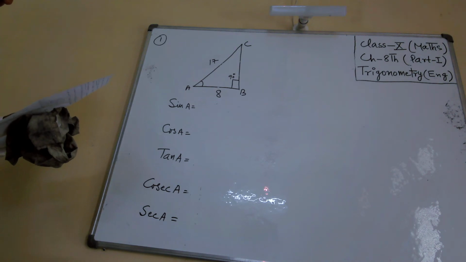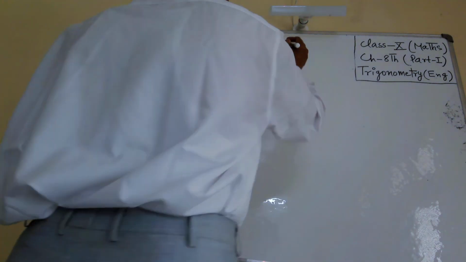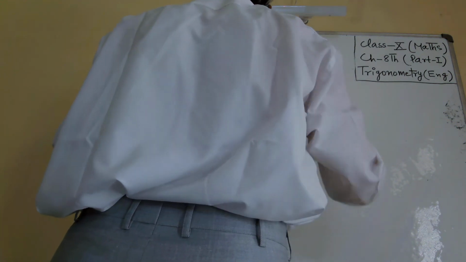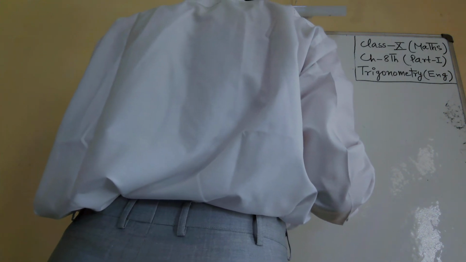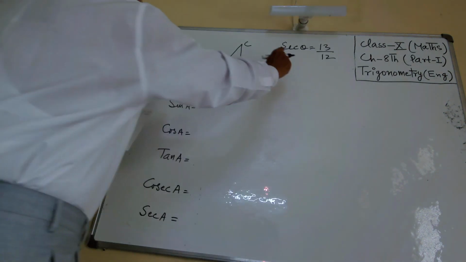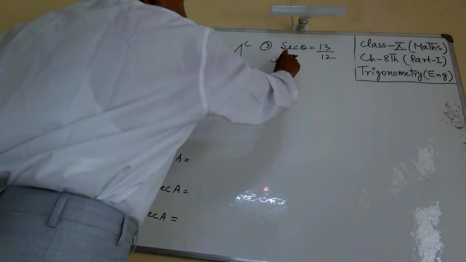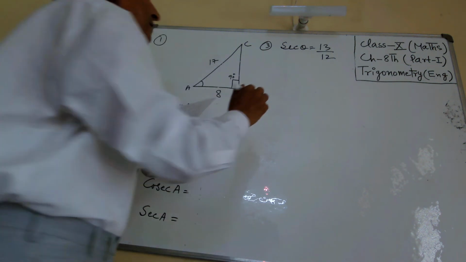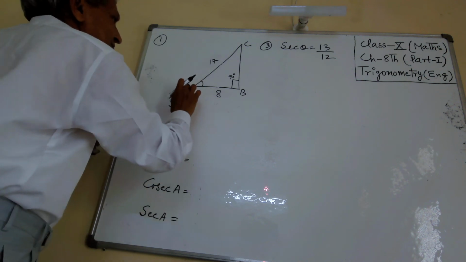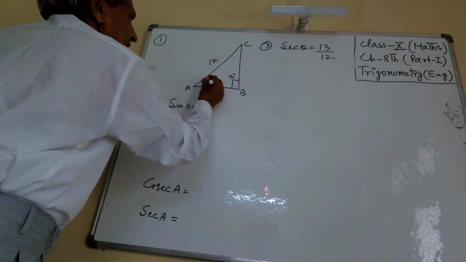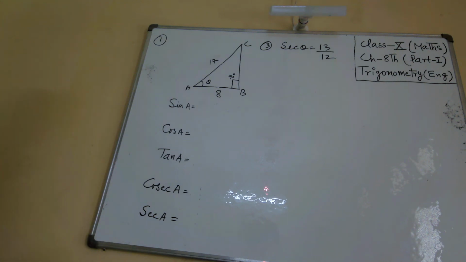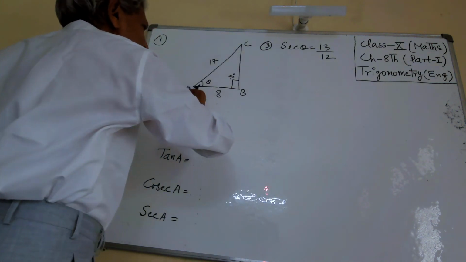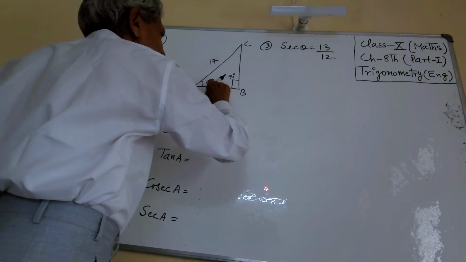Now third question: sec theta is equal to 13 by 12. Calculate all. This is the third question. The value of sec theta is equal to 13 by 12, and we have to find out all. Write down sec theta. Here, this angle is theta. Write down this angle theta, because the angle here is not A, this is theta. You have to mention angle A as theta.